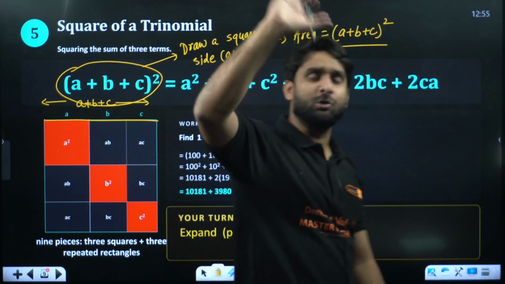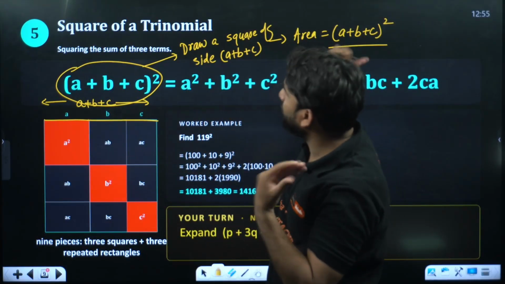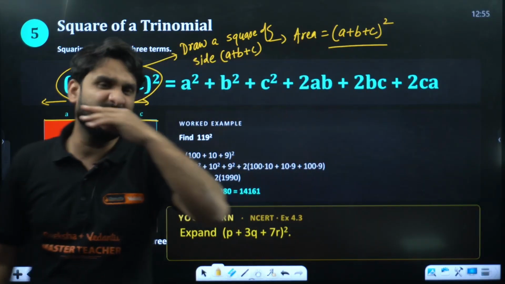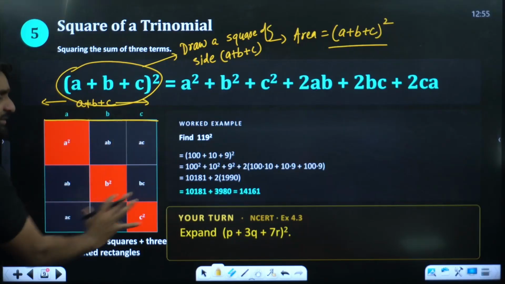Don't look ahead. Don't look far. Just stay here. Enjoy the present time. Everything will automatically arise there. Everything will automatically reflect. Don't worry. Just focus on basics only. So we want a square of side a plus b plus c.